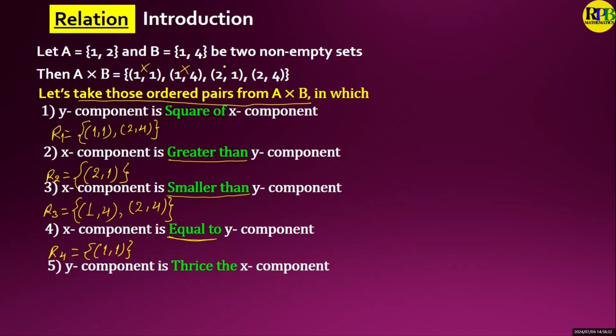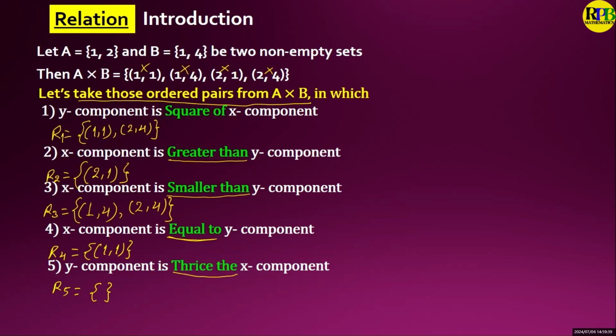Is 1 three times 2? Never. Reject this. Is 4 three times 2? No. There is no ordered pair in which Y component is 3 times the X component. So this relation is blank here. This is relation 5. But this is also a relation.